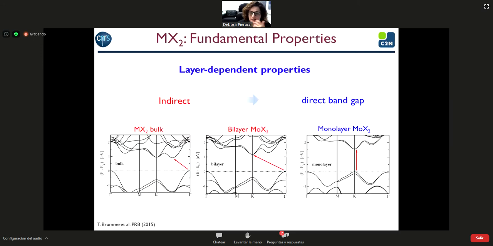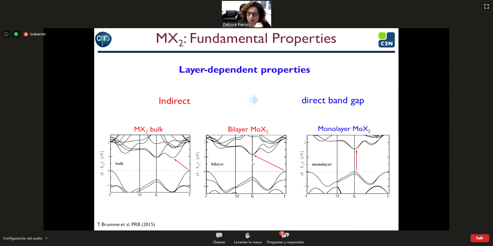So these materials, as we know, possess properties that depend on the number of layers. In particular, theorists tell us that the character of the orbitals at the top of the valence band and the bottom of the conduction band are very sensitive to the interlayer interaction. This is the reason why, when we change the number of layers of these materials, we also modify the electronic structure. In particular, concerning the band gap, going from the bulk to the monolayer, we see that we increase the band gap, but we also change its nature.